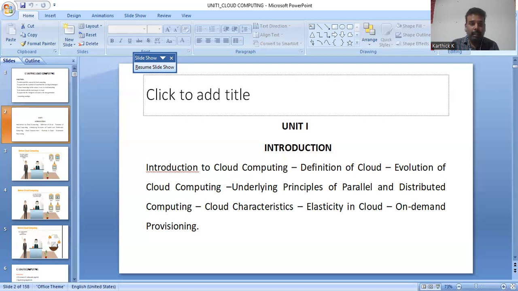Let us see the deployment models. We have three types of deployment models: public, private, and hybrid. The second is service models. In cloud computing, what are the major types of services they are providing? We have three major services: infrastructure as a service, for which we have many examples, platform as a service, and software as a service. These are the three major services in cloud computing. Apart from that there are a lot of services, but these are the main ones.